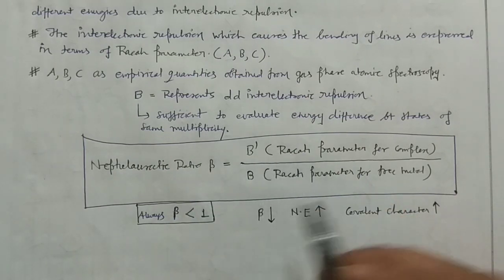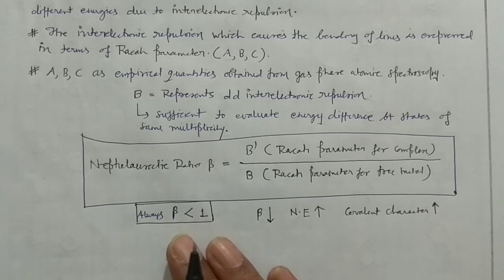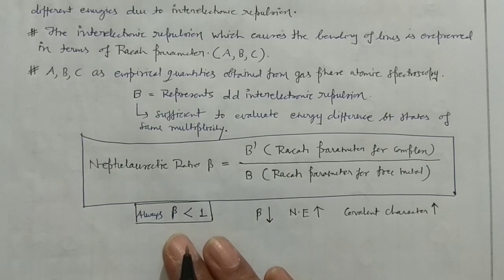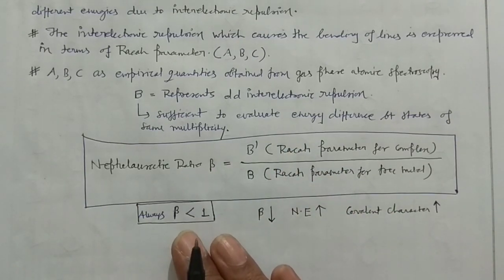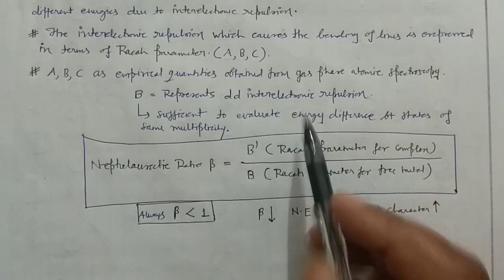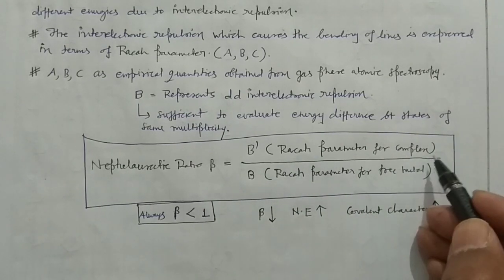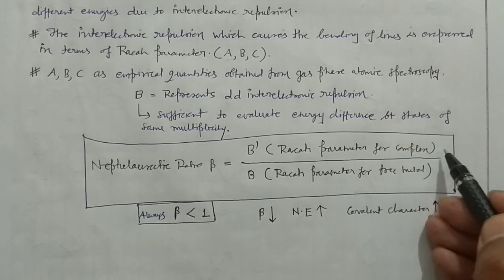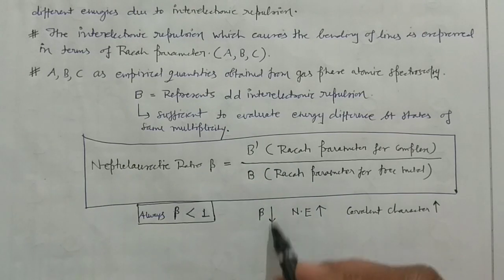So when the B dash is low and B is high, definitely this beta will always have a value less than 1. This is something very important which you have to keep in mind, that this ratio is always less than 1, because this B dash, that means the d-d electronic repulsion, would be minimum in case of the complex formation. This you should remember.